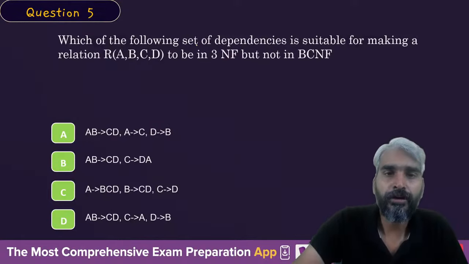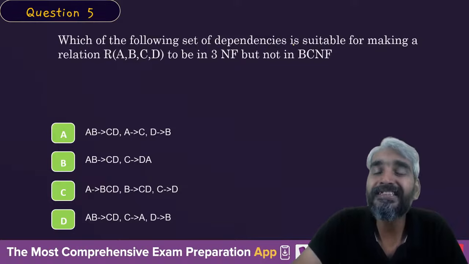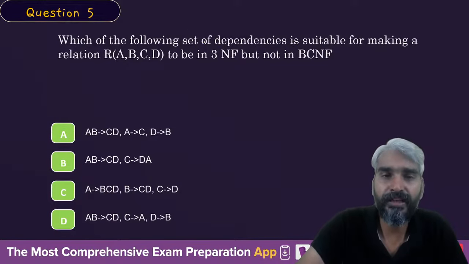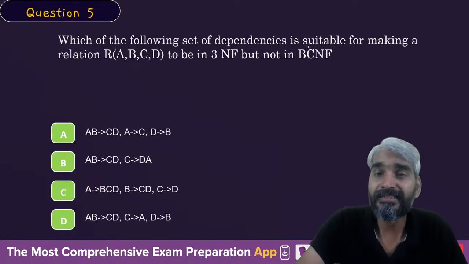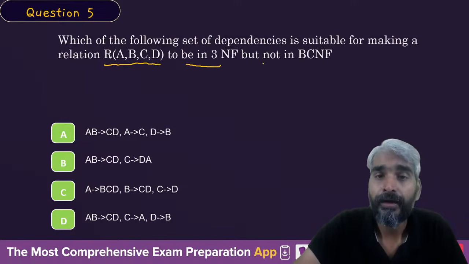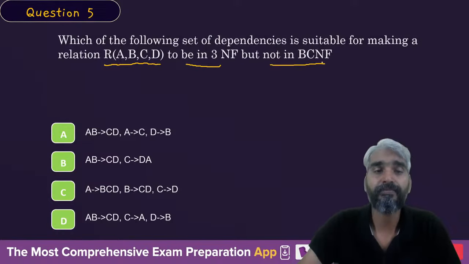Next, which of the following sets of dependencies? There are some dependencies given. Which of the following sets of dependencies is suitable for making this relation R(ABCD) to be in 3NF but not in BCNF?